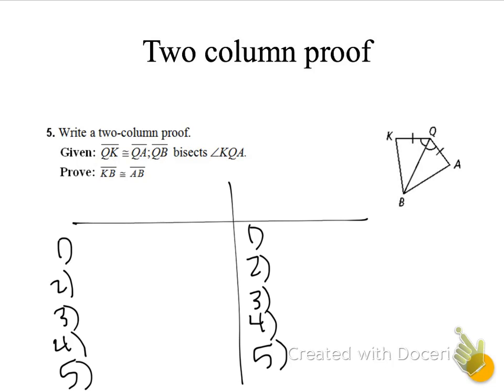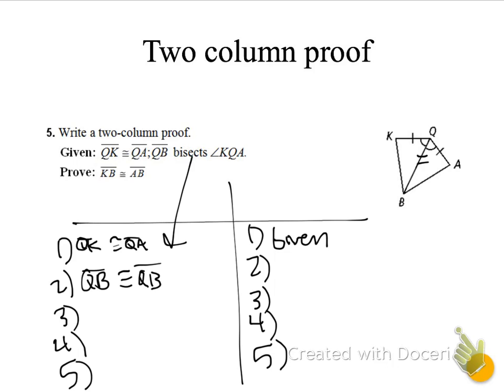Okay, so we always start with our given. So QK is congruent to QA, and QB bisects it. I don't have enough space, so I'm just going to put an arrow. By given. Okay. So we have something bisecting something. It looks like they're sharing this side. So if they share that side, we could say QB is congruent to QB by the reflexive property. Okay, and it looks like now we have three things that are congruent. So it looks like side, angle, side. So SAS, we can say the two triangles are congruent.